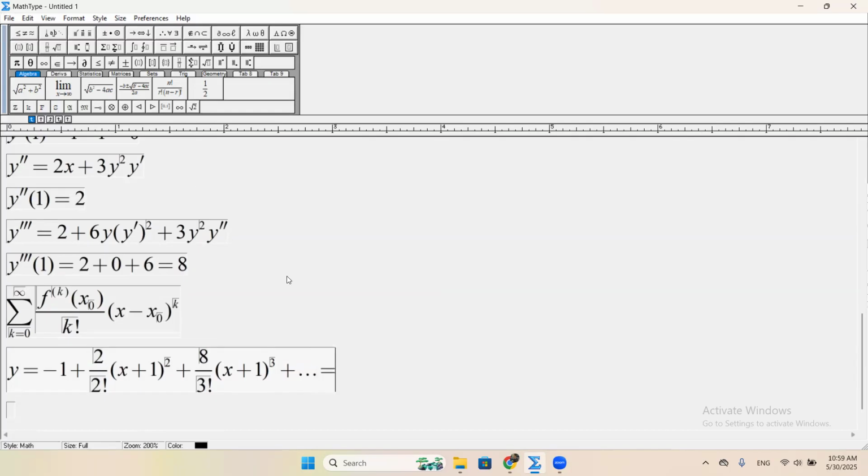And if I simplify it a little bit, what I will receive: -1 plus x plus 1 square plus 8 over 3 factorial, so 8 over 6, so 4 over 3, plus 4 over 3 x plus 1 to the power of 3, and so on. Any questions about this exercise?